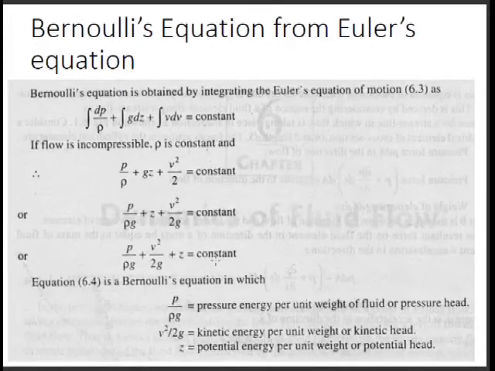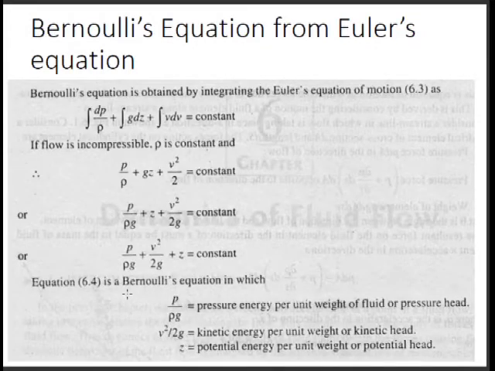This is the Bernoulli's equation of motion, where p upon rho g indicates the pressure head, meaning pressure energy per unit weight of the fluid. V square upon 2g is the kinetic head, or kinetic energy per unit weight, and z is nothing but the potential energy per unit weight, which we can also call the potential head. Hope you understand this Bernoulli's equation.